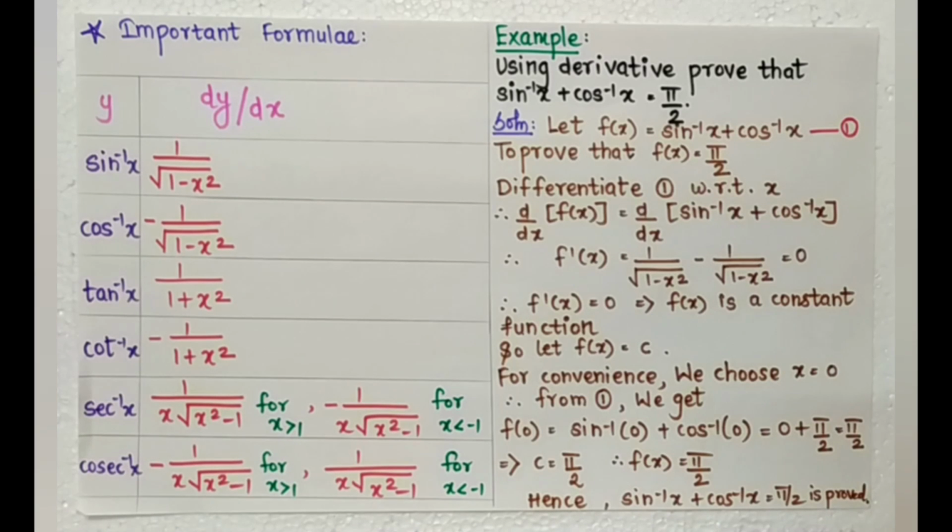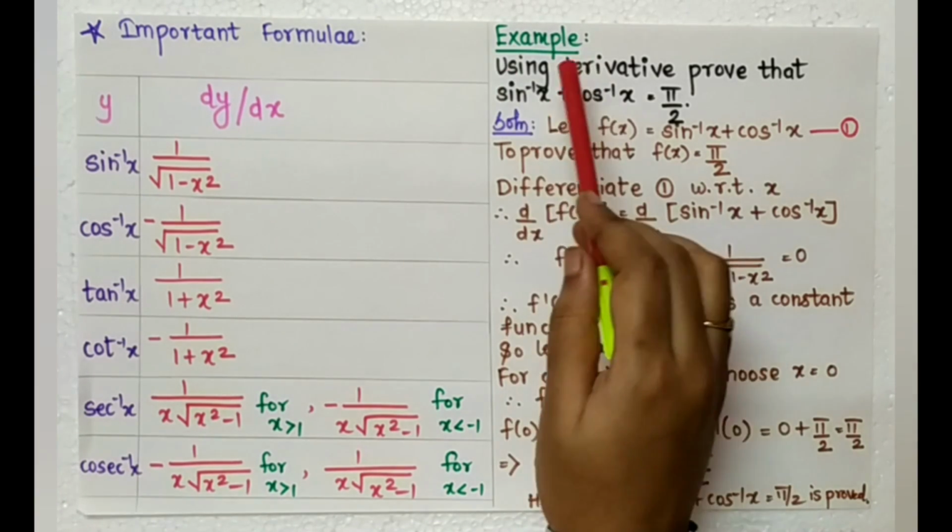for x greater than 1 and minus 1 upon x root of x square minus 1 for x less than minus 1. Similarly for cosec inverse x we have minus 1 upon x root of x square minus 1 for x greater than 1 and 1 upon x root of x square minus 1 for x less than minus 1. These are the formulae you need to remember for solving the problems.